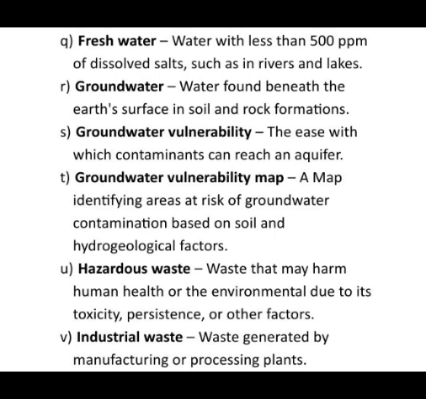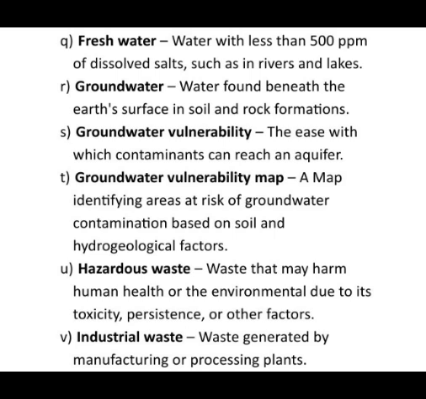Groundwater vulnerability map, or a map identifying areas at risk of groundwater contamination based on soil and hydrogeological factors, or a map showing areas where groundwater is at risk of contamination. Letter U. Hazardous waste. Waste that may harm human health or the environment due to its toxicity, persistence, or other factors. Examples of hazardous waste are used batteries, paints and paint thinner, pesticides and insecticides, medical waste like syringes, used motor oil, and cleaning chemicals and bleach.